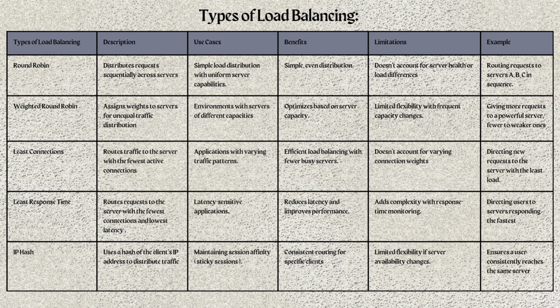Weighted round robin load balancing. This assigns weights to servers for unequal load distribution. This optimizes based on the server capacity. The more the server capacity, the more the weight. This works like a server with high capacity should serve more load. Like server A, which has higher CPU and memory, will serve more load than a server that has less CPU and memory.